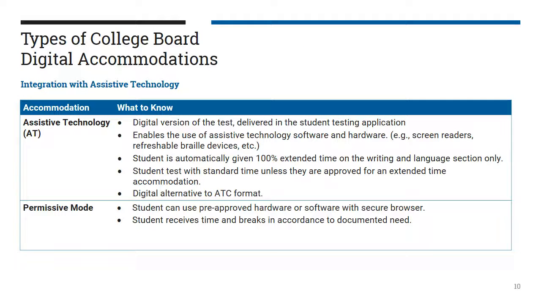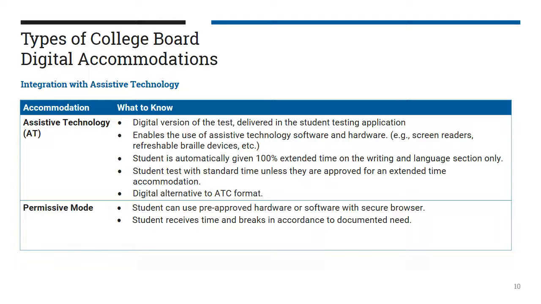Types of College Board digital accommodations. We begin with the category of accommodations that integrate with assistive technology. The assistive technology, or AT accommodation, is the digital version of the test, an alternative to the ATC format, delivered in the student testing application. It enables the use of assistive technology software and hardware, for example, screen readers, refreshable braille devices, etc.